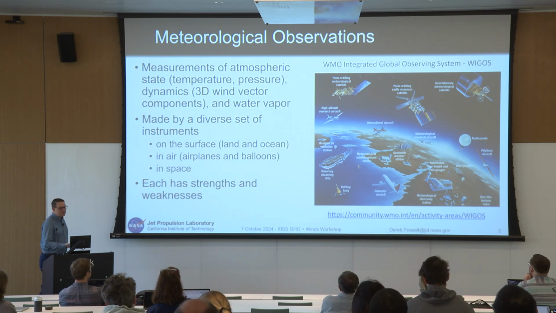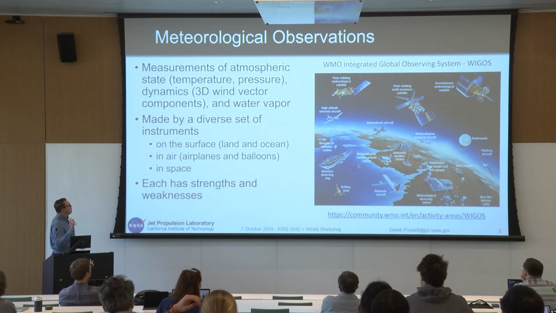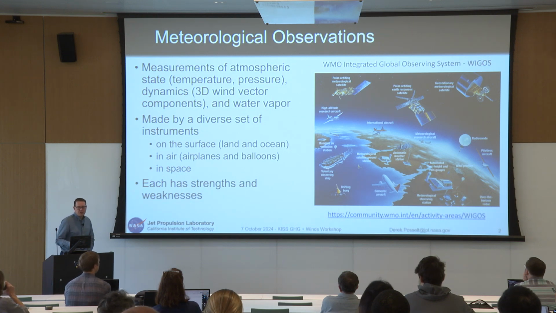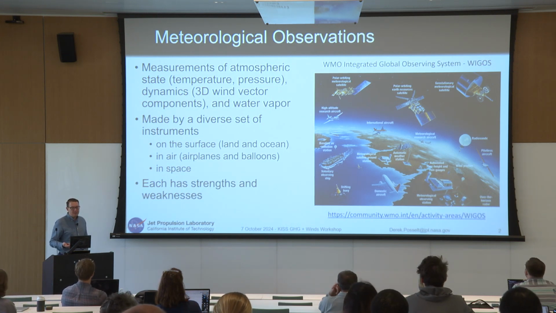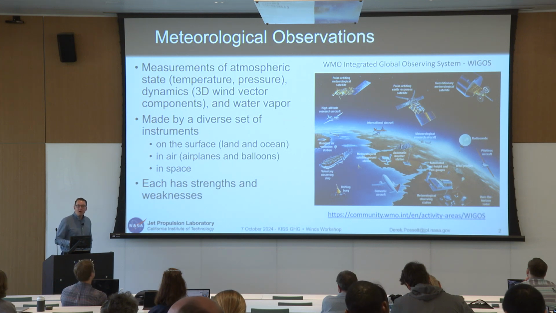And this first slide is meant to just highlight all of the different types of observations that we have available to us. But I want to start by grounding us in saying that what I mean by meteorology are measurements of the atmospheric state, so temperature and pressure, the dynamics, which is the three-dimensional wind vector components, although it is really hard to measure that vertical component of the three-dimensional wind vector, so really mostly we're after the horizontal vector components. And then water vapor.